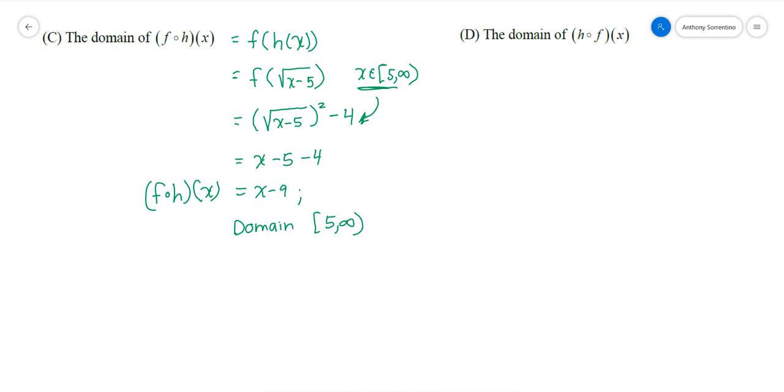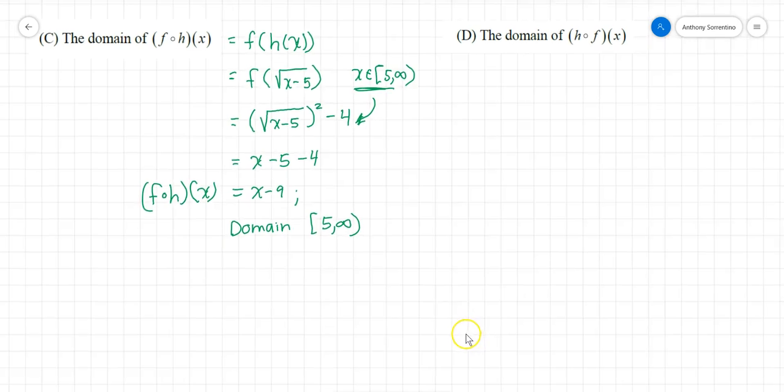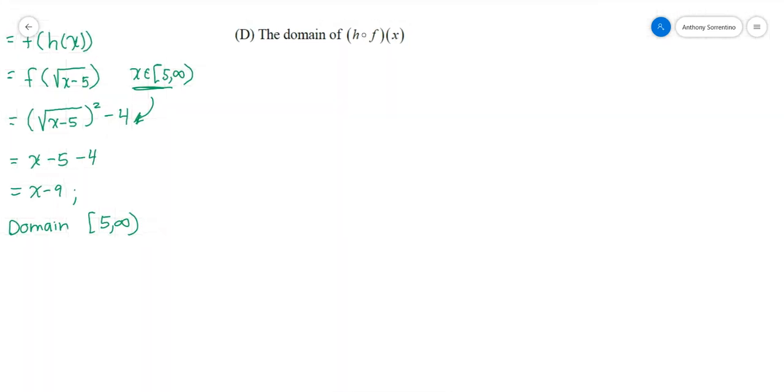When I look at the reversal of those two, h of f of x, a little different. This is equal to h of f of x, which means I'm doing h of x squared minus 4. Now, for this here, x squared minus 4 has no domain restrictions. So far, my domain is all real numbers.